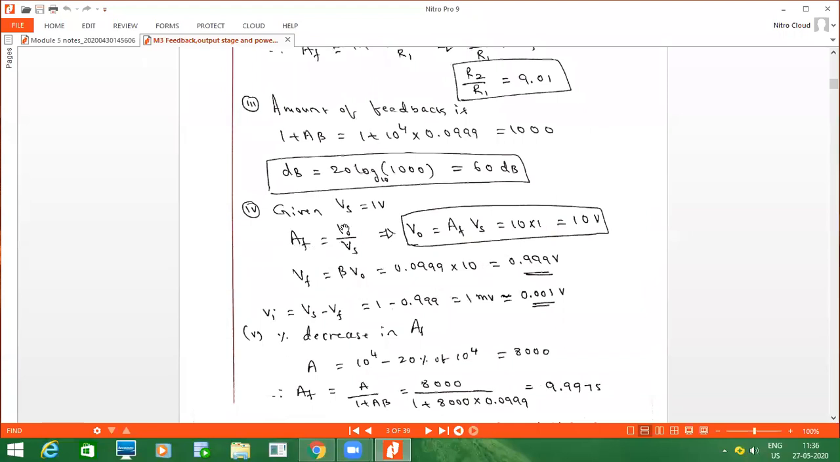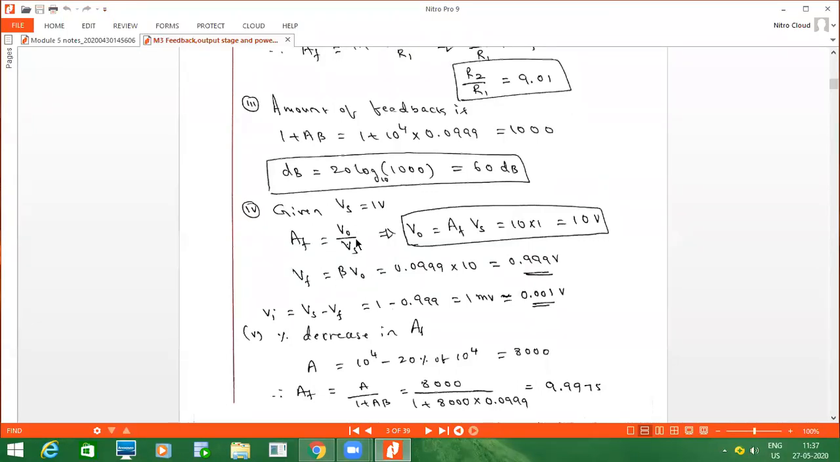The fourth problem: when Vs is equal to 1 volt, we have to calculate V naught and Vf. Vs is given, Af is given. So the general formula is V naught equals Af into Vs. Af is equal to 10, Vs is 1 volt, so V naught will be equal to 10 volt. If Vf is needed, Vf will be equal to beta times V naught.